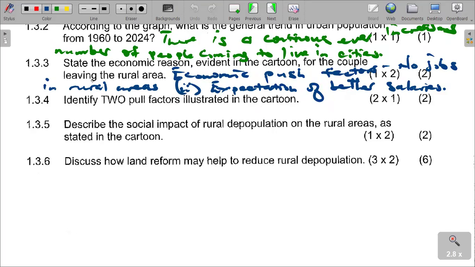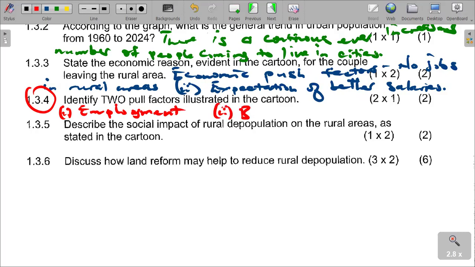And then the next question, question 1.34, identify two pull factors illustrated in the cartoon. The pull factors, we are saying these are factors that are found in the what? In the destination. When we talk about the pull, there must be factors that are found at the destination where people are going, which is in the urban areas. So in urban areas, the pull factors, we have got employment, which is actually given in this case.